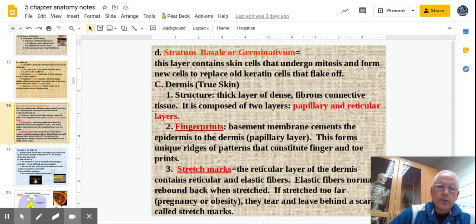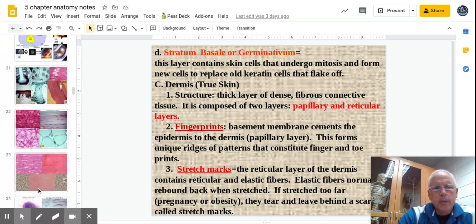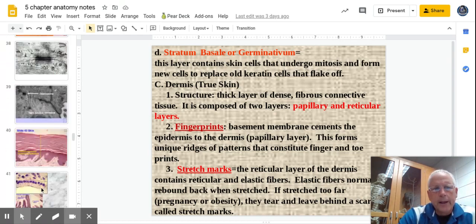Okay. Stretch marks are the other layer below the papillary. It has elastic fiber in it. And what happens in pregnancy and in people that are obese or whatever, they stretch their skin so much that these fibers snap, just like a rubber band would snap. And then that will leave behind a scar, which is unsightly. It's not a health issue, but it is something a lot of people don't like to look at.